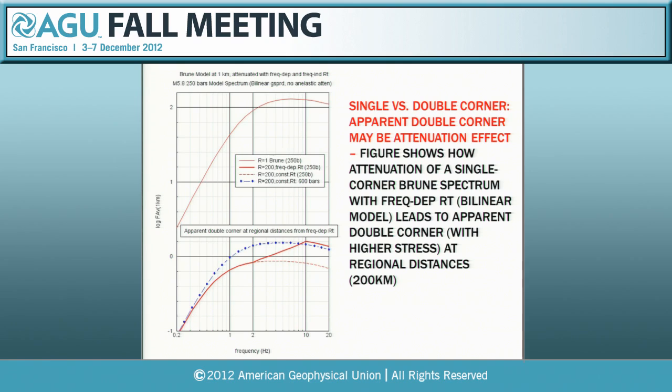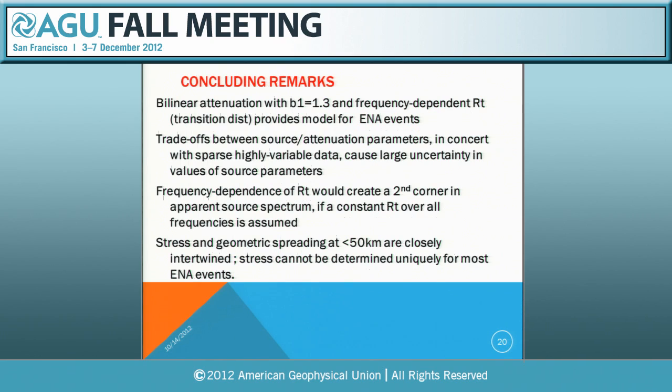And we would infer from that red line at the bottom, if we didn't know about a frequency dependence in the shape, we might assume that it had a higher stress drop, about 600 bars, and a double corner. Next. This is my last slide.